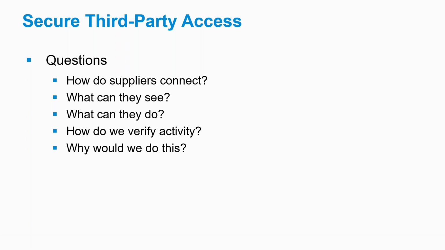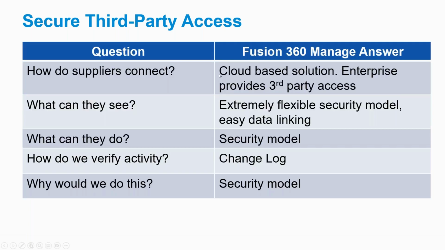So if we were going to allow people into our system that don't work for us, how would that happen? How would they connect? What can they see? And what are they allowed to do? How do we make sure they're doing what they're supposed to and they're not doing things that they're not supposed to? And why would we even do this in the first place? Why would we let them touch our system and manipulate our information, right? Well, Fusion Manage has some fantastic capabilities when it comes to this, right?